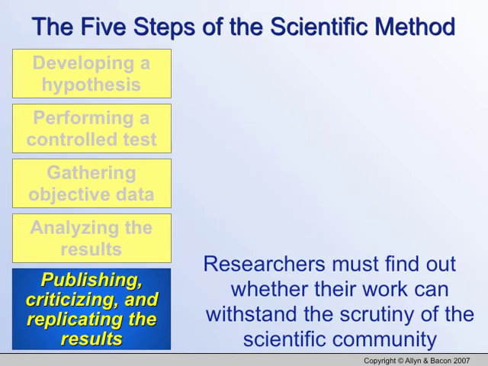So once we analyze our results, we then publish them or put them out there in the world so other people can use this information. Researchers must find out whether their work can withstand the scrutiny of the scientific community. If you do an experiment correctly and you follow step by step and you do this with an unbiased opinion or investment into the results of it, then you should be able to publish it.